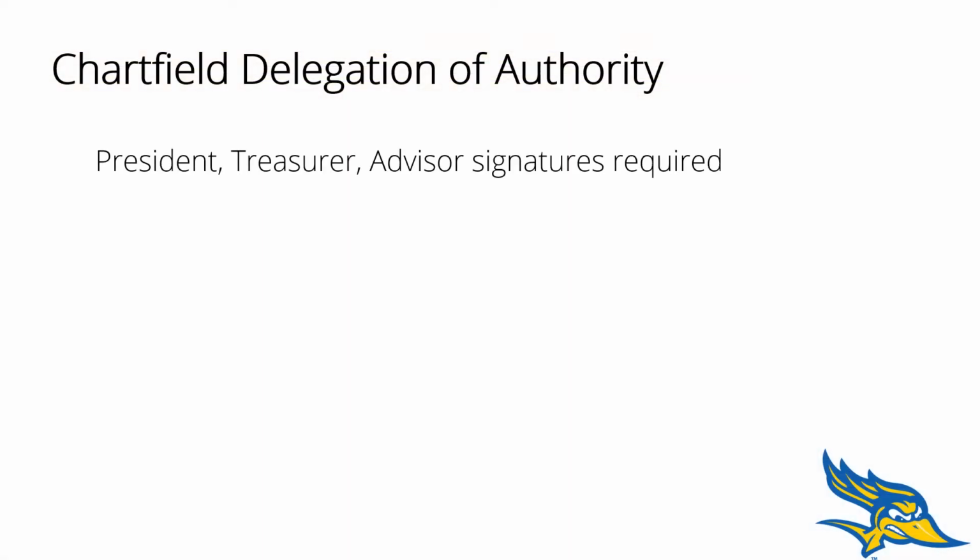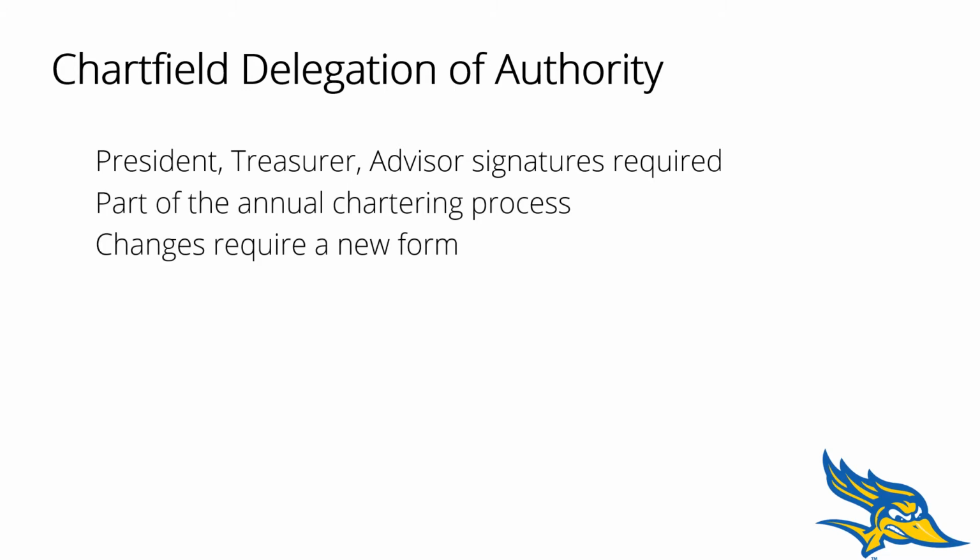At the beginning of every academic year, club presidents, treasurers, and advisors are required to sign a charter-filled delegation of authority form. Although this is done as part of the annual chartering process, the club should submit a replacement form anytime there's a change in officers or advisors.